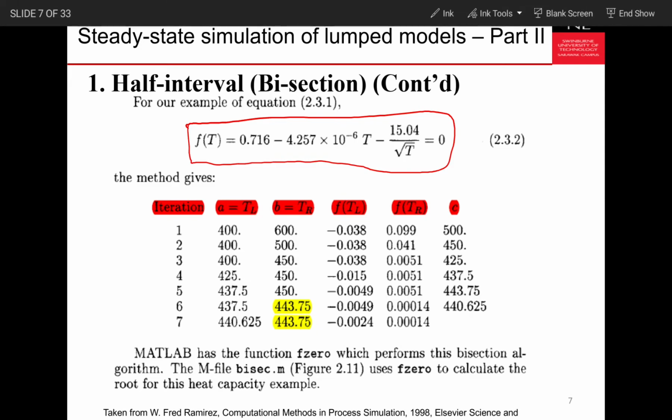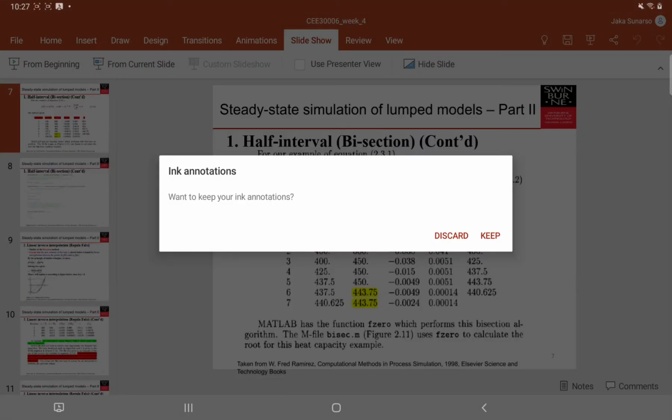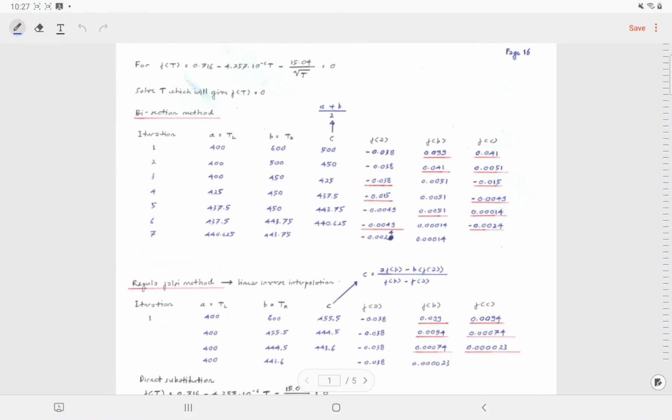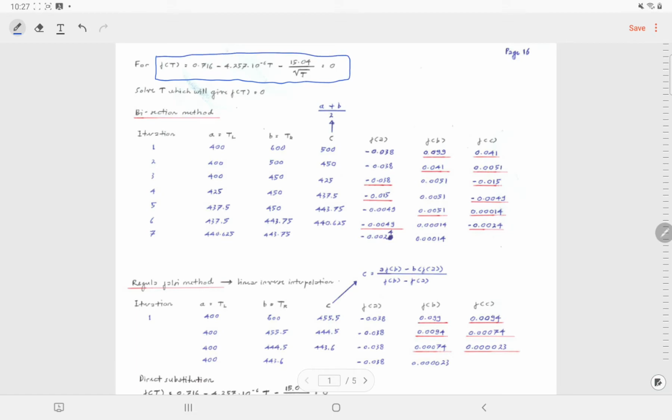The details are given in the additional materials. Let's go into that. For this particular function, let's say we take 400 in the beginning and 600. Then we calculate the function at A and B, where one is negative and the other is positive. Then we take C as (A plus B) divided by 2, which is 500. Then we calculate the function at C, and this one is positive.